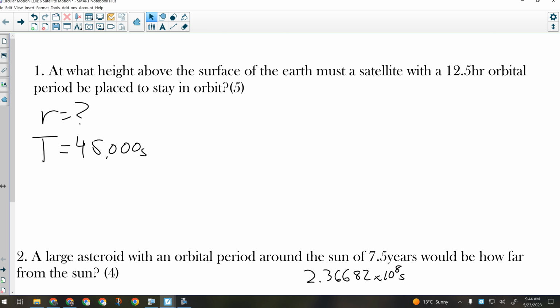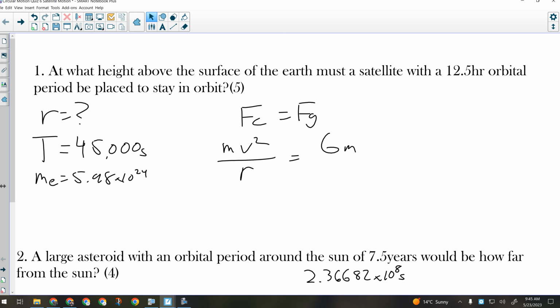All right, so I've got that. I know it's around Earth, so I know the mass of the Earth, 5.98 times 10 to the 24, and that should be all I need. Because it's a satellite, we know that gravity is providing the centripetal force. We can start out with mv squared over r, but we know we're going to have to substitute here for this one, so this will be the mass of the Earth, M, over r squared.